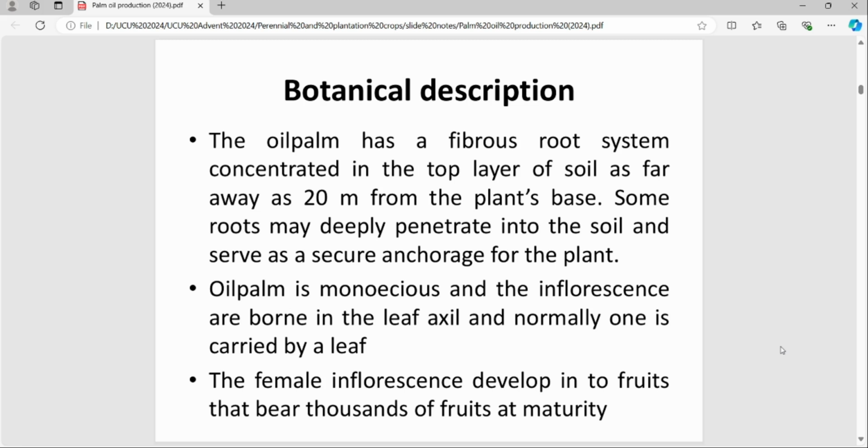So oil palm is also known to be monoecious, and the inflorescences are borne in the leaf axil, and normally one is carried by a leaf. So it is monoecious in nature because it bears the male and the female flowers on the same plant. So the female inflorescence develops into the fruits that bear thousands of fruits at maturity.